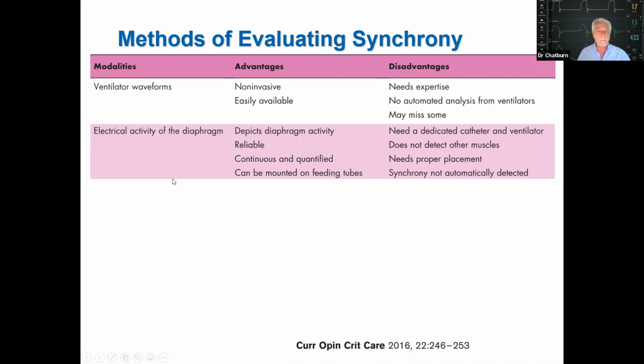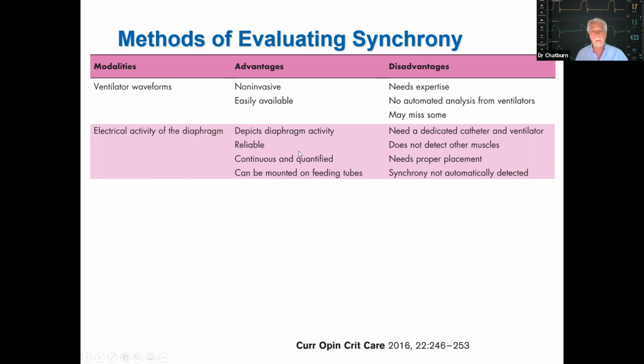Now, if you have a signal that you can use as a reference signal, that greatly simplifies your analysis of patient ventilator synchrony. Probably the gold standard would be the electrical activity of the diaphragm, and that depicts the diaphragm activity, which is a good surrogate for PMUS. It's continuous, it's quantified.